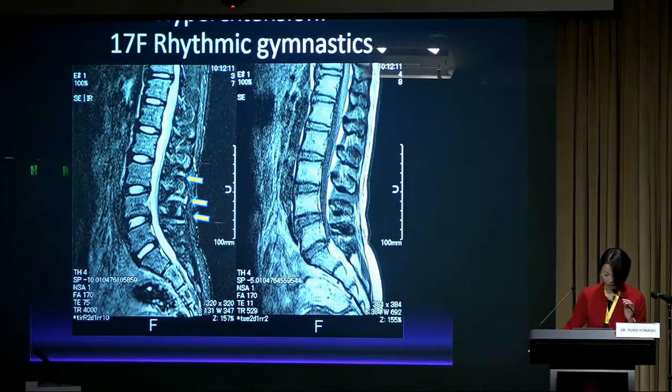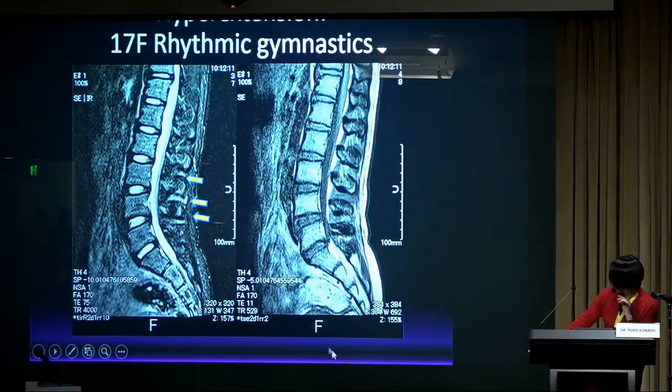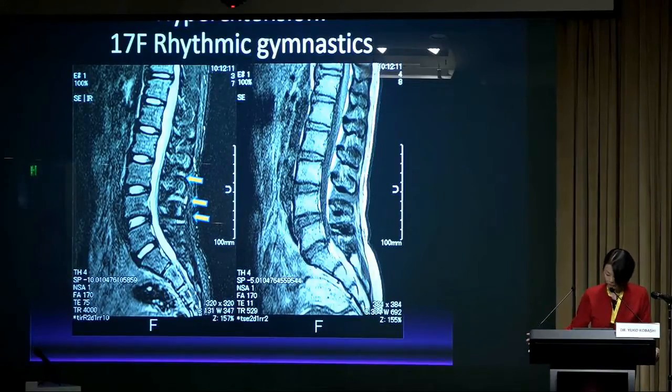This is also a hyperextension spinal injury. This patient is a rhythmic gymnastics player. The MRI shows high signal intensity in the interspinous ligament, here. She has no disc herniation or other lumbar abnormalities.